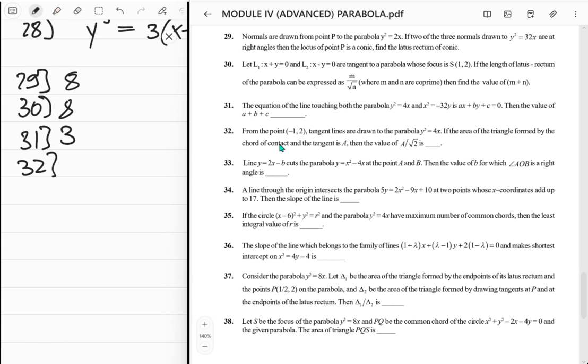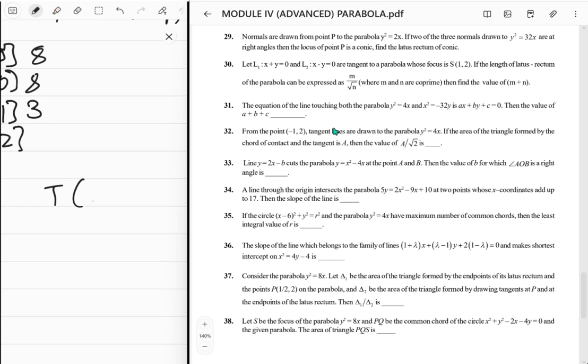From the point negative 1 comma 2, tangent lines are drawn to the parabola y squared is equal to 4x. The area of the triangle formed by the chord of contact and the tangent is a. Then the value of a upon square root of 2 is. So once again, pretty much the same. Oh wait, it's on the directrix. It's on the directrix. Nice, I think. And then you just want what? The area of the triangle formed by the directrix to that tangent point. That length. What is that length supposed to be? So right, I mean, t is just negative a comma a times t1 plus t2.